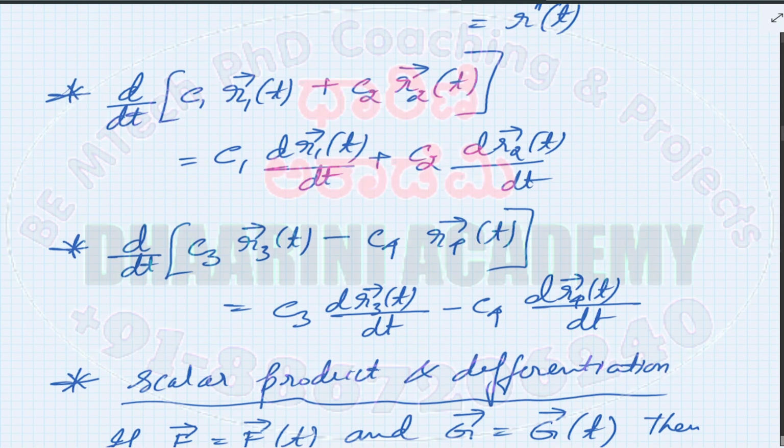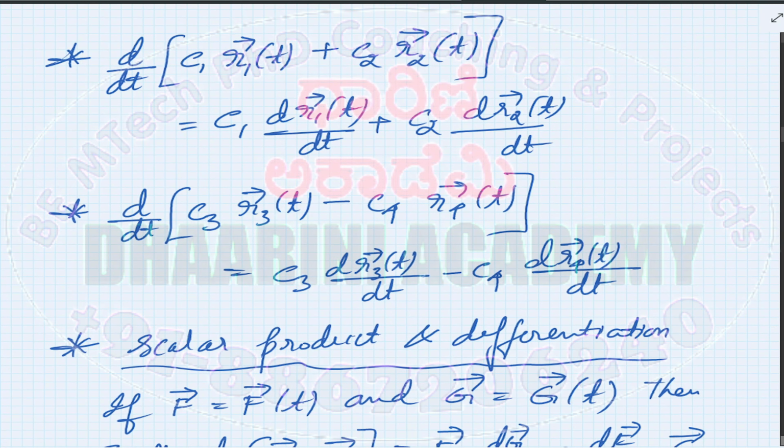Okay, then we go for some of the properties, right? The first two properties are straightforward. We don't have to make any proof for that. So if you have, let's say, d by dt of c1 into r1 of t plus c2 into r2 of t, where r1 and r2 are two different vectors, that is equal to c1 dr1 of t by dt plus c2 into dr2 of t by dt, right? That is because differentiation is a linear operator. You can move it right inside the bracket and you can split the term. That's what we had already learned in basics, so you don't have to prove it.